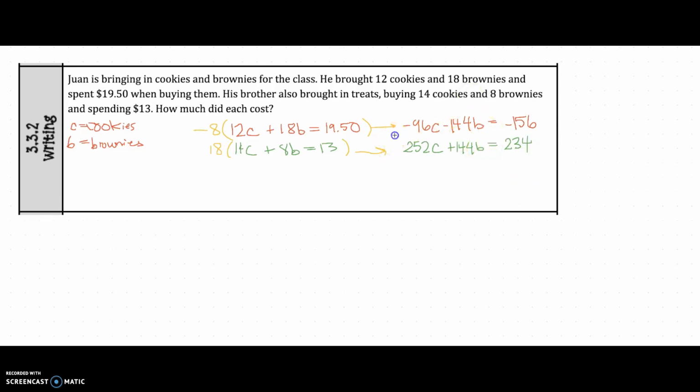Okay, so now I have something that will cancel, and so I can go through the elimination process. So I have negative 96 plus 252, which gives me 156C. Those cancel. And then negative 156 plus 234 gives me 78. I want to divide by 156. And I get C equals 0.5.